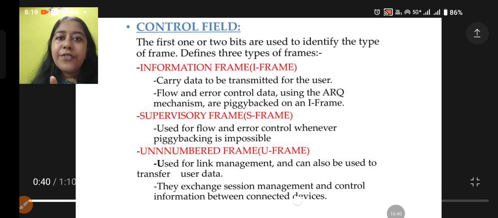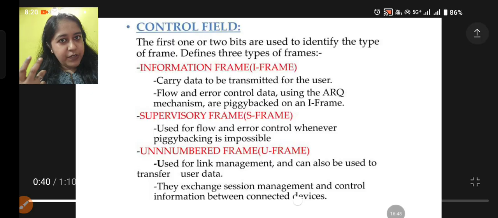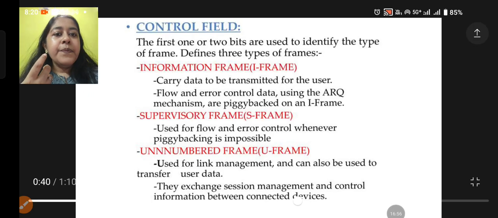Now the unnumbered frame, the U frame, is the third kind of frame. It is used basically for link management, and can also be used for transferring user data. They exchange session management and control information between two connected devices.